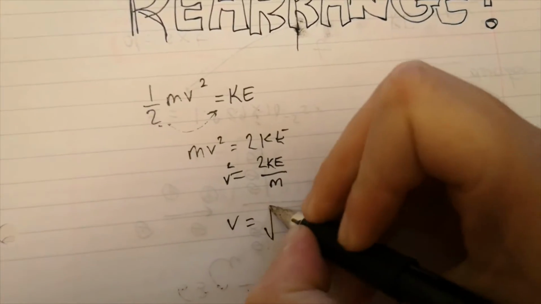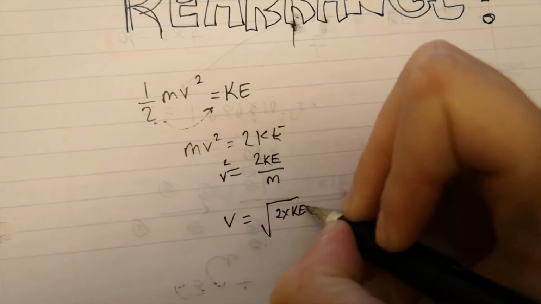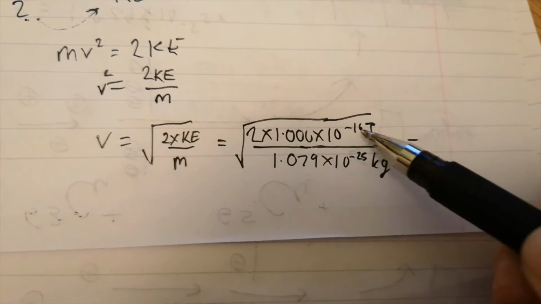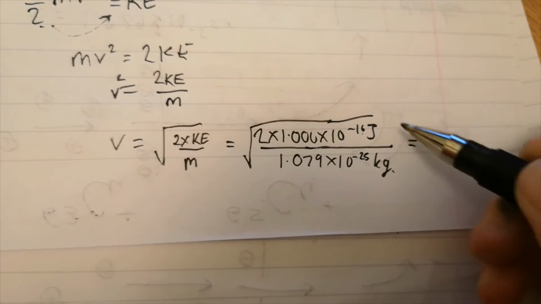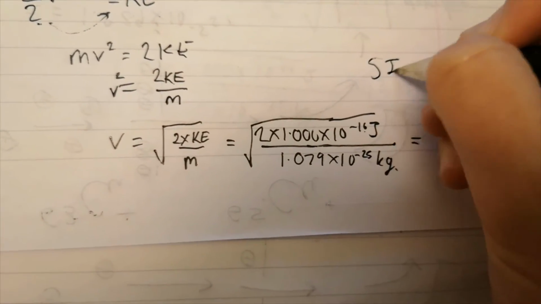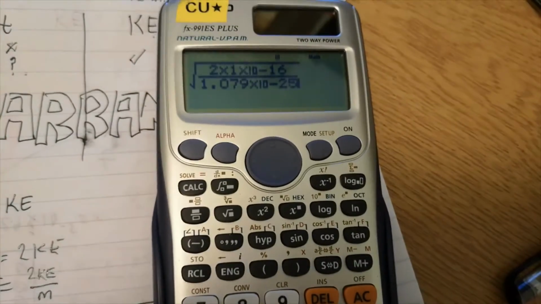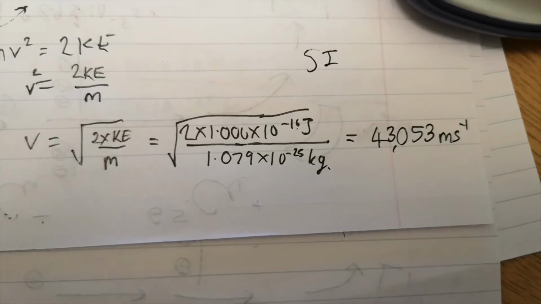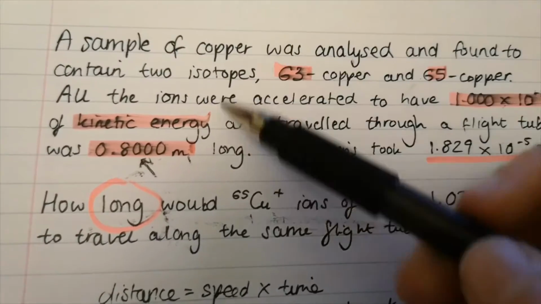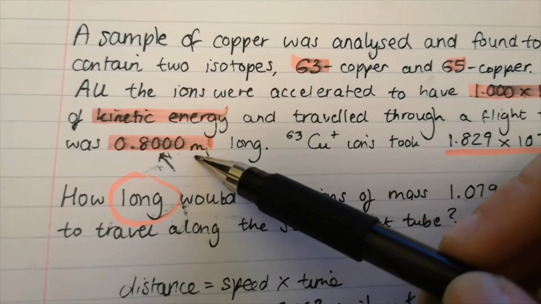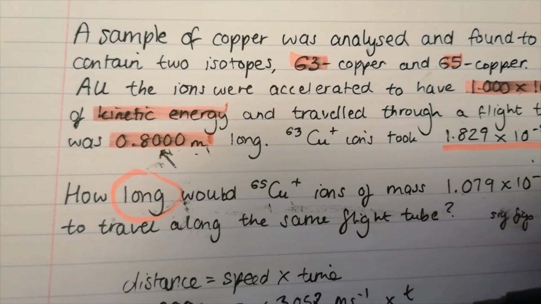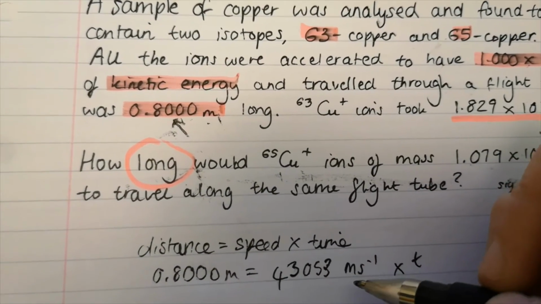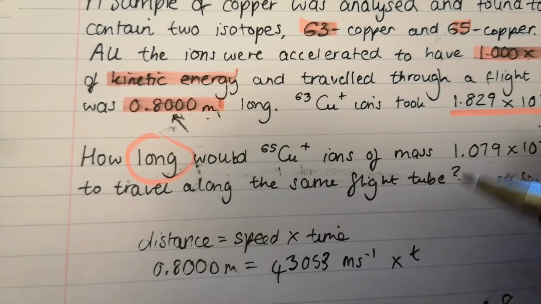Finally, we take the square root of this whole thing and sub in our numbers. It's helpful to keep in the units all the way through just to make sure you stay in SI units. Now we know the speed of our copper-65 ions. Finding the time taken is easy using the distance equals speed times time formula. Distance given in the question as 0.8, we just worked out the speed to be 43,053 meters per second.